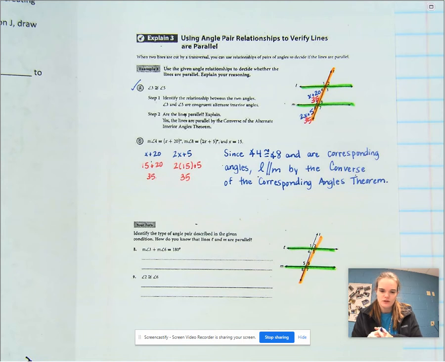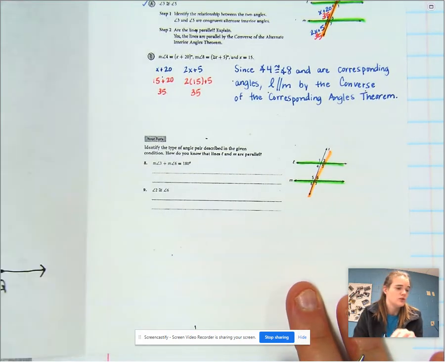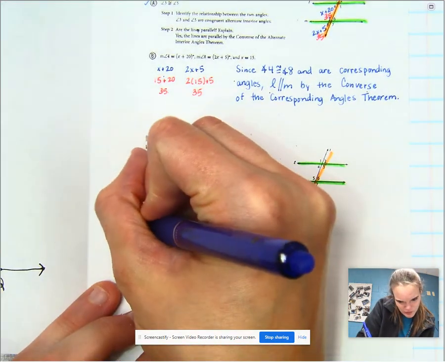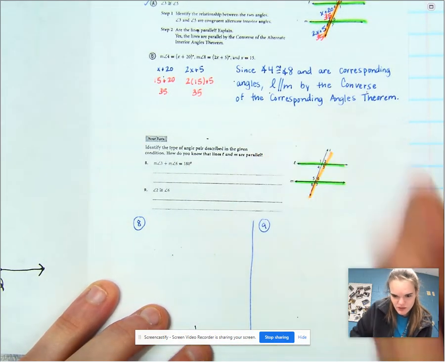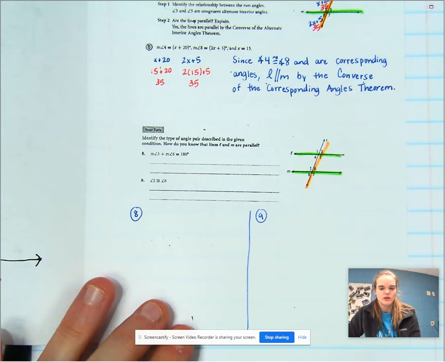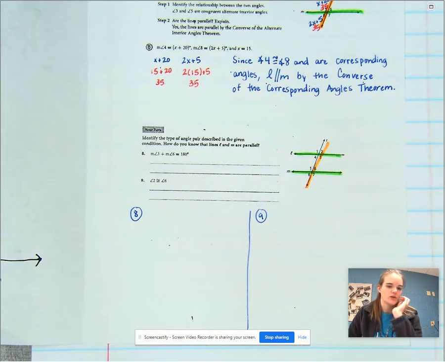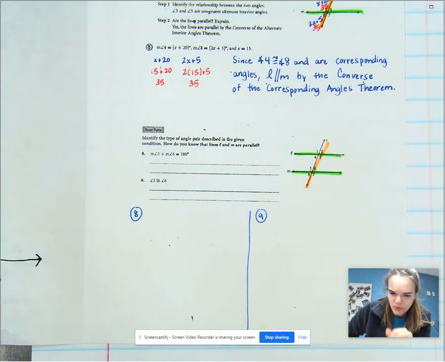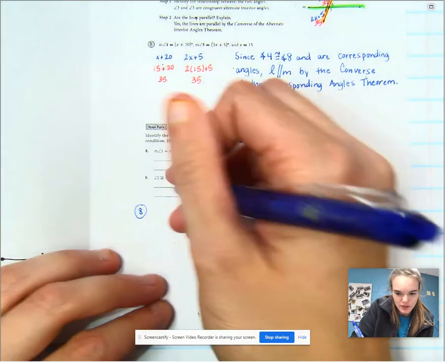All right, 8 and 9. We're going to do the same thing, guys. So you need to, I don't have enough room to write right there. 8, 9. Pause the video, decide if they are parallel or not, and then tell why. Same thing that we've been doing the whole time. All right, number 8. 3 and 6. 3 and 6 are same side interior. They are supplementary, so that's fine.